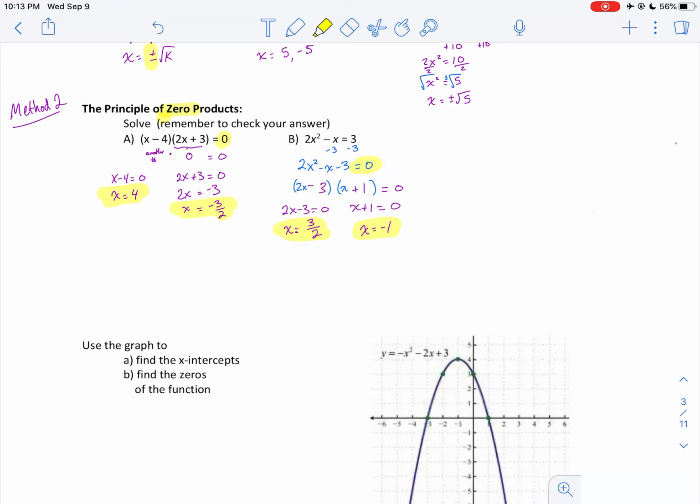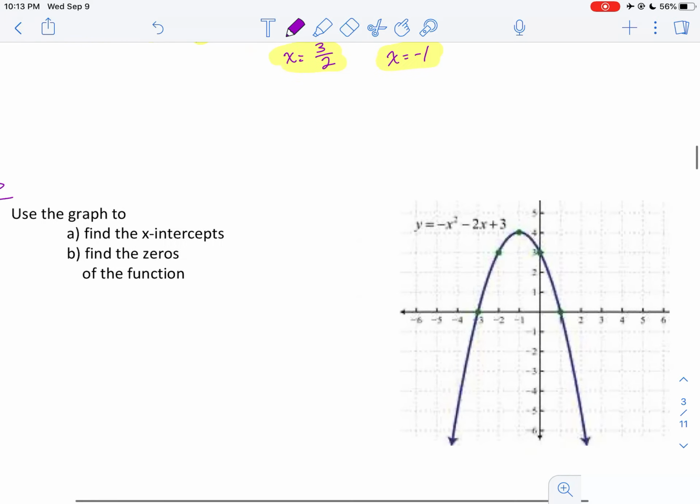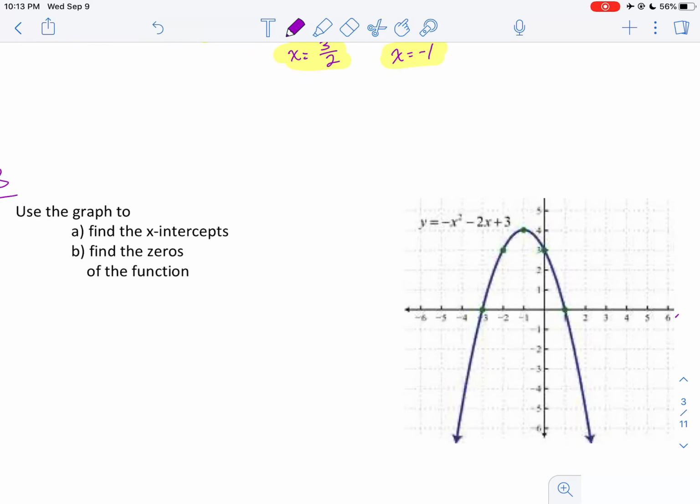All right. Let's look at a graph. We'll call it method 3. Often we're not going to go to the graph, but we can use technology to help us here. If we have a graph and it asks to find the x-intercepts, do you remember what x-intercepts are from chapter 1? Just where it crosses the x-axis, and you can see we have 2 of them. One here at 1 and one at negative 3.